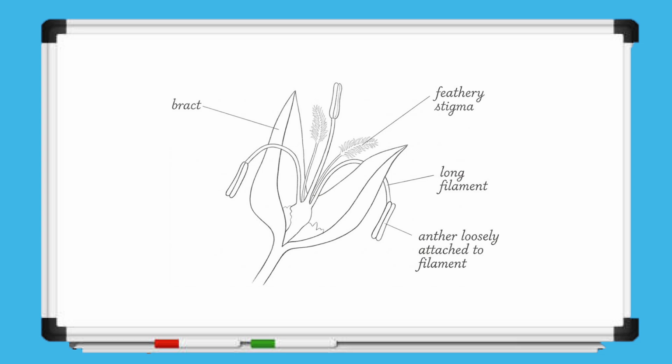After that, add details to make the structures clear. Make sure the stigma looks feathery and the anthers are properly positioned on the filaments. Finally, label the parts using the image as a guide, marking the bract, feathery stigma, long filament, and anther correctly. This method provides a clear and simple way to represent the structure of the flower in a diagram.